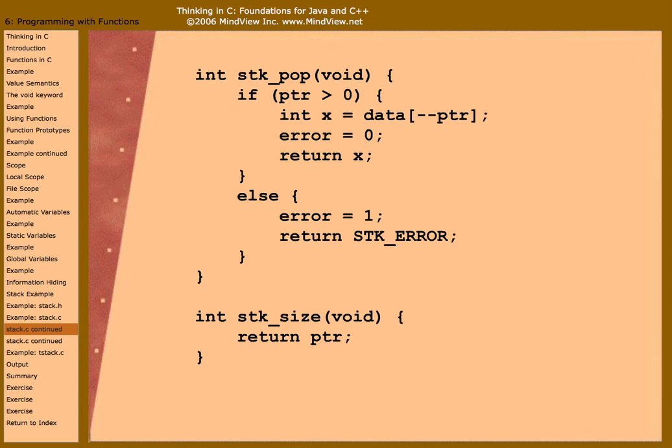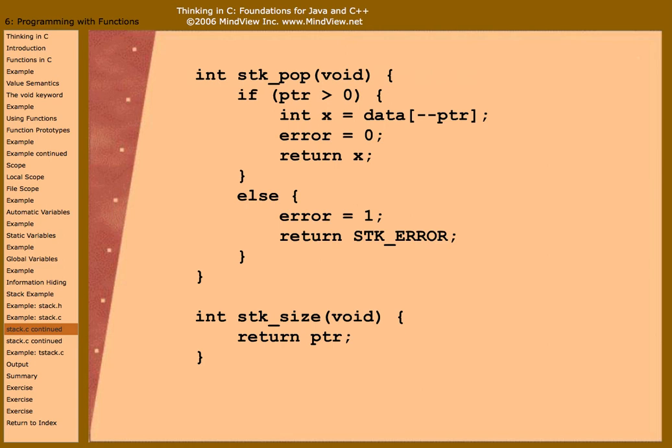Here's the implementation for pop and size. Pop is similar to push in that it checks to see if it can do its operation. If you want to pop an integer off the stack, it needs to check and see if there's one there. So it checks to see if pointer is greater than 0. Remember, an index into an array also doubles as how many elements are there. That's the way I'm using pointer to go through the array. So it's really kind of handy. I'll just say if pointer is greater than 0, that means I have elements there.